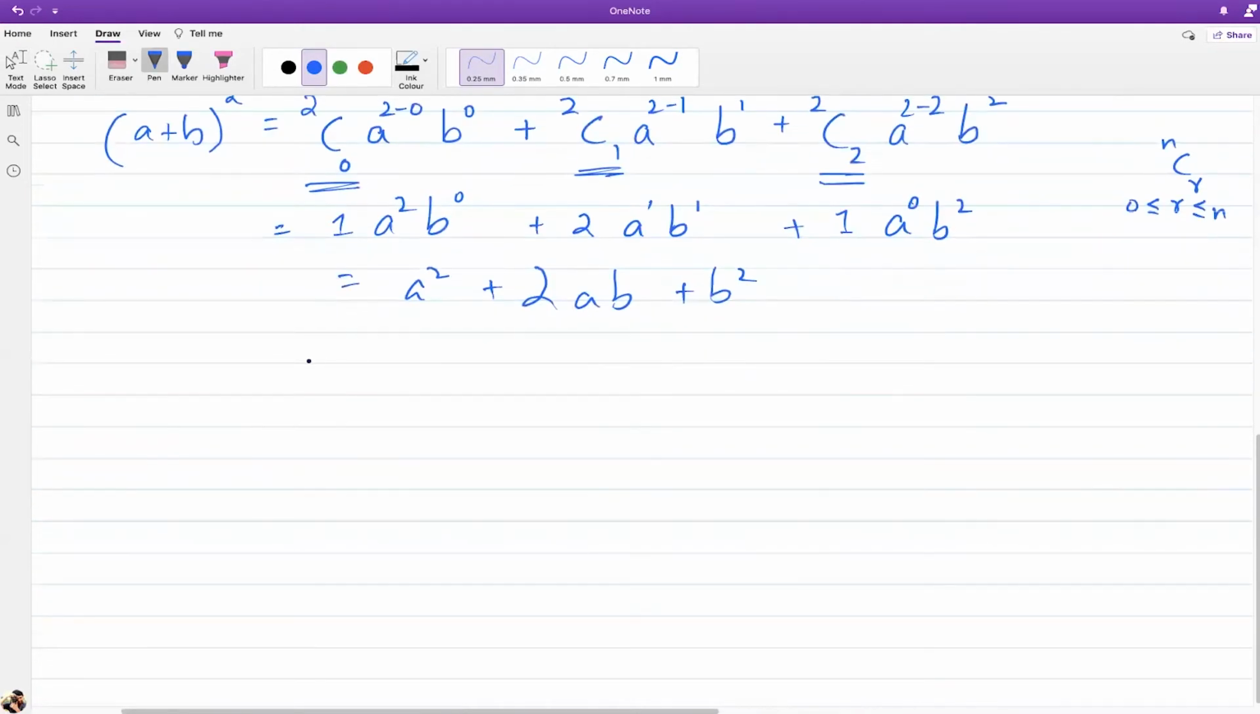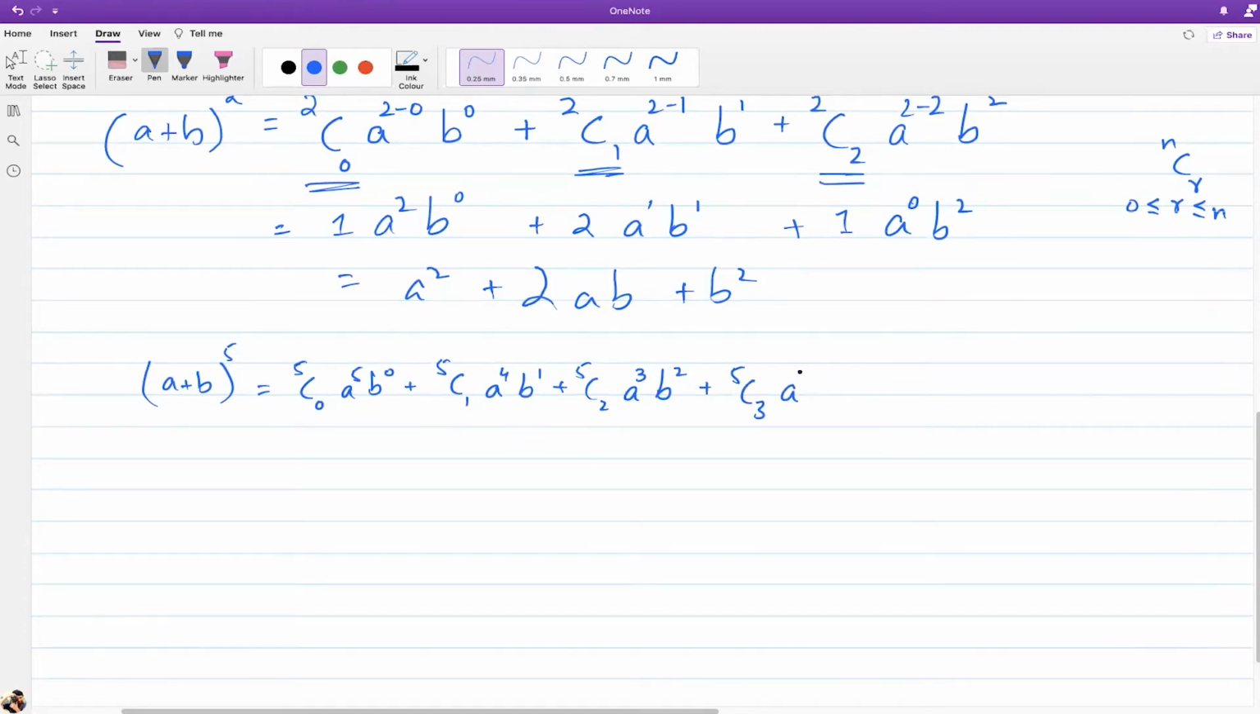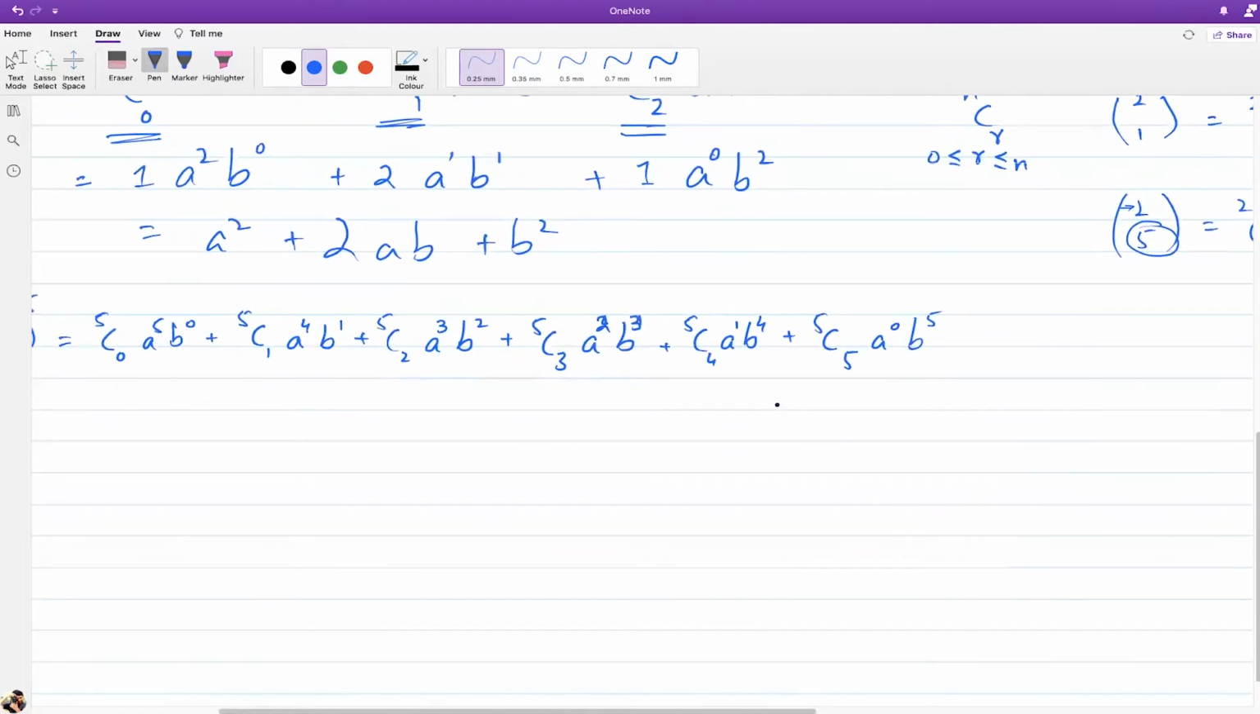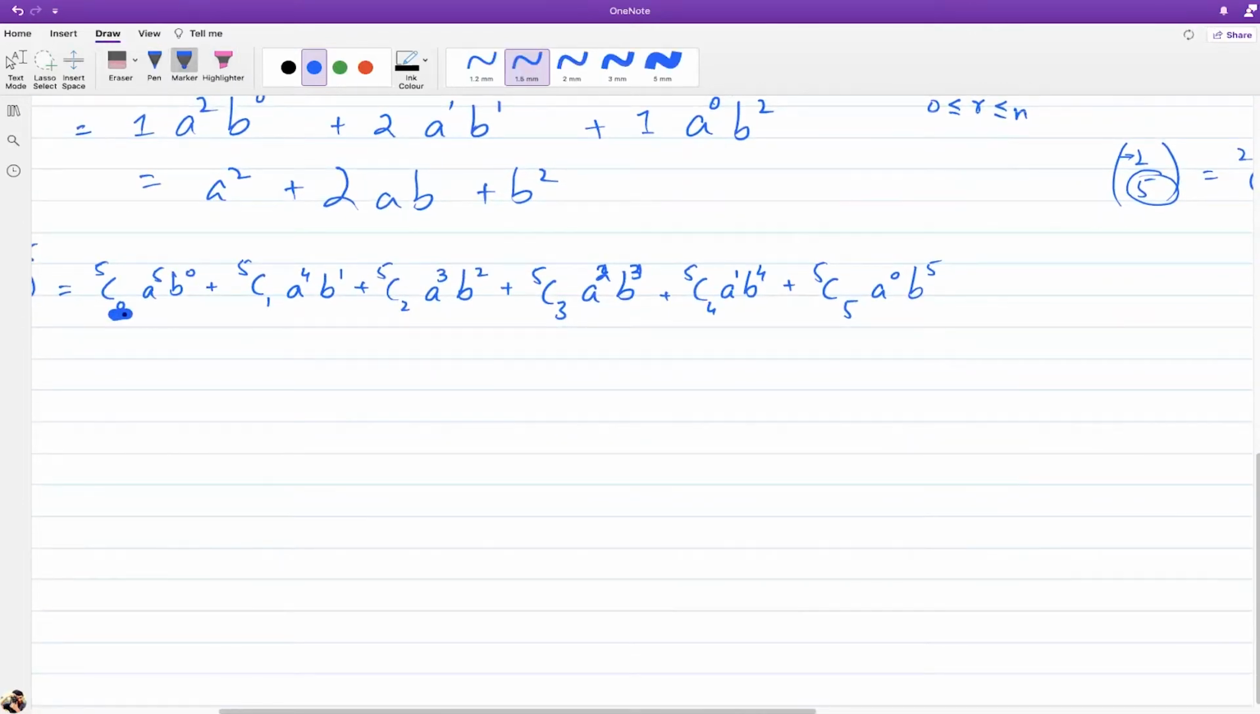So how do we expand it? If I have to find a general term, say (a plus b) to the power 5, then this will be 5c0 a to the power 5, b to the power 0. Then 5c1 a to the power 4, b to the power 1. Then 5c2 a to the power 3, b to the power 2. Then 5c3 a to the power 2, b to the power 3. And 5c4 a to the power 1, b to the power 4. And then 5c5 a to the power 0, b to the power 5. Now, do you see a pattern here? What is the pattern when it comes to these numbers?